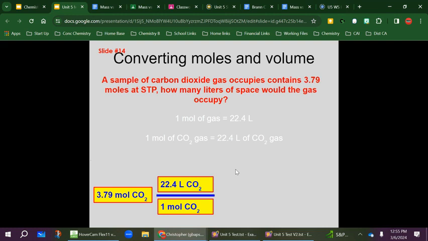Take 3.79 times 22.4. Get 84.896 or something similar to that in your calculator. When we round this, because we're rounding to 3 sig figs again, the 8, because of the 9 next to it, becomes 0.9. Questions?